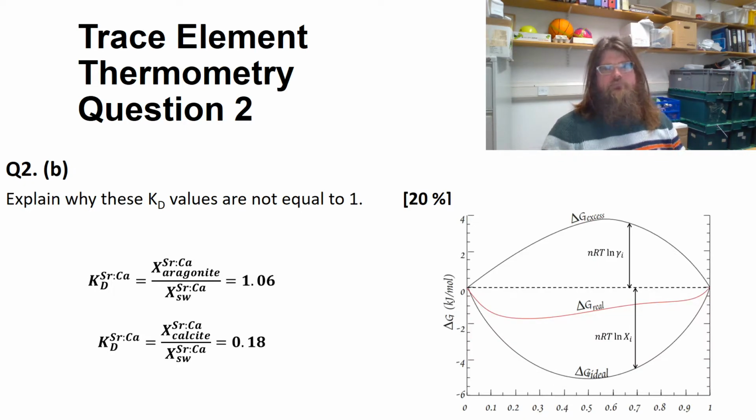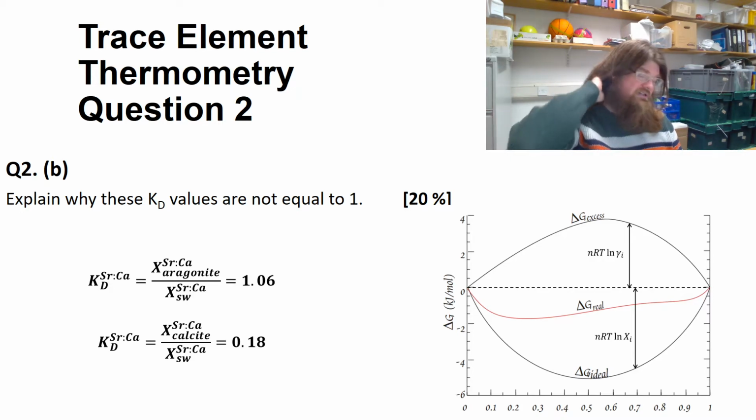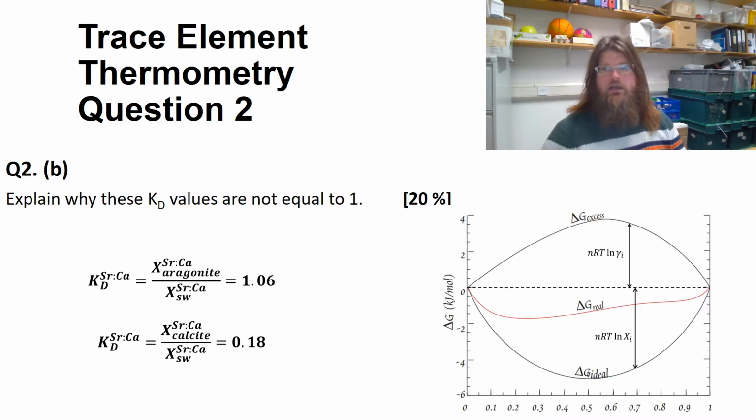Okay. So the next part of the question is asking, why are these KD values not equal to 1? And part of the reason they're not exactly 1 is this activity coefficient, so the ratio of activity coefficients isn't 1. But there's also this effect of when you are mixing these elements into the minerals, the element that you're mixing in, so this is strontium substituting into calcium carbonate. The strontium and the calcium are not exactly the same shape, not the same size. So there will be some enthalpy of mixing.